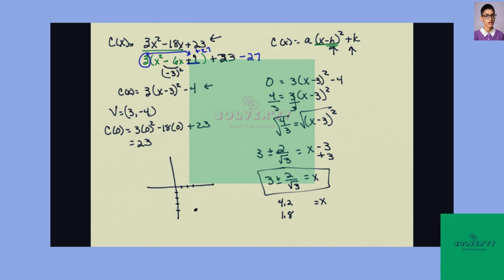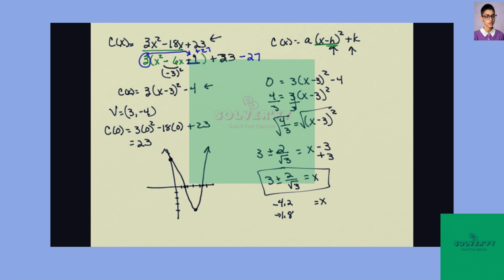So when I went to my calculator and I did the calculations for 3 plus and minus 2 over the square root of 3, I came up with 4.2 and 1.8. So that's going to be approximately here and here. And then my y-intercept is going to be way up at 23. I'm not going to draw that to scale. So this is going to be my sketch. It's kind of wobbly, but that's okay.